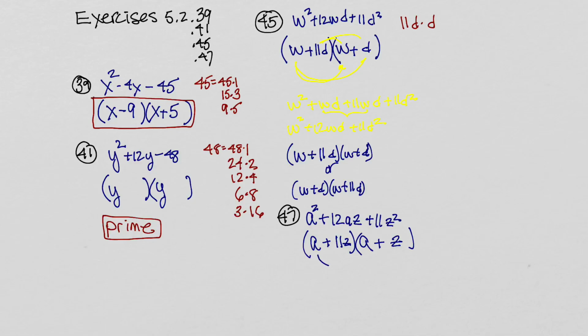And you can check it. a squared, az, 11az, that's 12az, and 11z squared. So let's conclude here by writing a plus 11z and a plus z as our factored form.